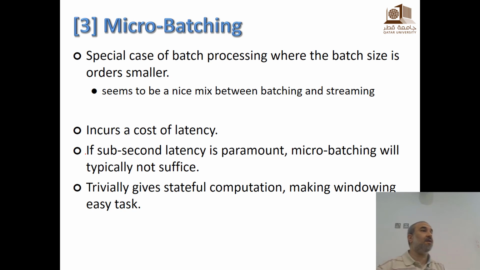And there's a third type, which is micro-batching. It is a special case of batch processing where the batch size is very, very small. Which one is here? Spark streaming. Okay? So this is the mix between batching and streaming. It has some, of course, cost of latency because we have to create these mini batches. But it is in the middle between the one at a time processing and batch processing.